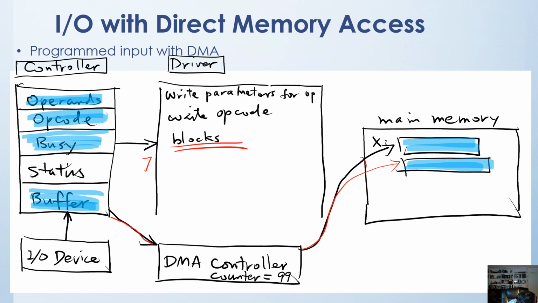Now each time the counter is going to be reduced. Okay, so now the counter is reduced to 98. So then if you repeat this operation, the data is going to be copied from the device to the buffer, from the buffer to the main memory, and this is going to repeat 100 times. So you're going to repeat the copy 100 times, until the counter reaches 0.